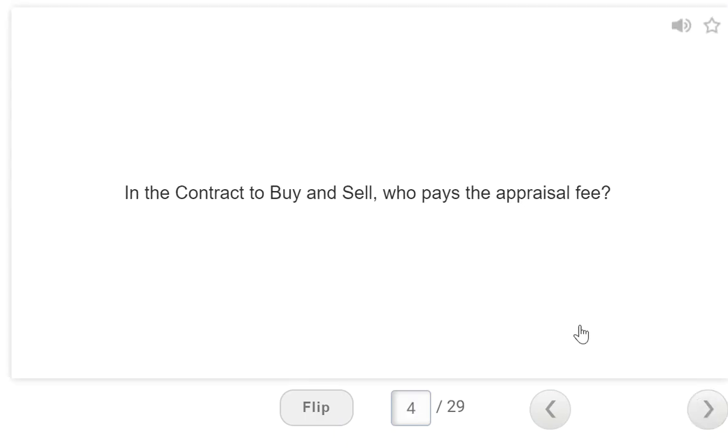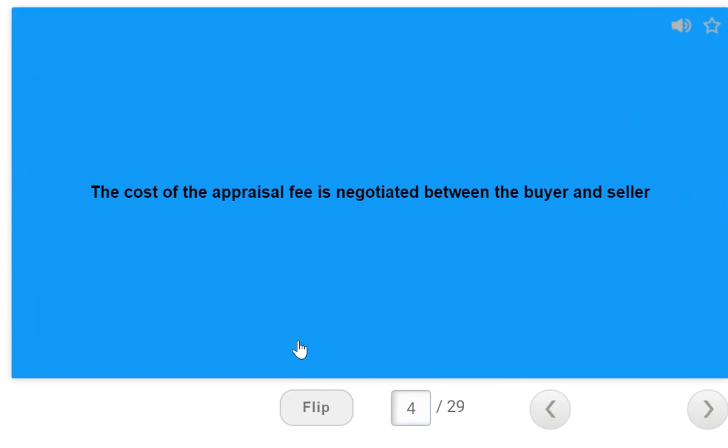In the contract to buy and sell, who pays the appraisal fee? The cost of the appraisal fee is negotiated between the buyer and seller. And remember, an appraisal is the unbiased professional opinion of the value of the home. Typically, the buyer pays, but technically it can be negotiated. All closing costs can be negotiated.